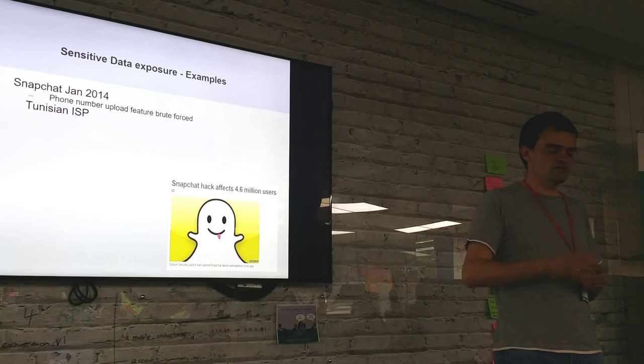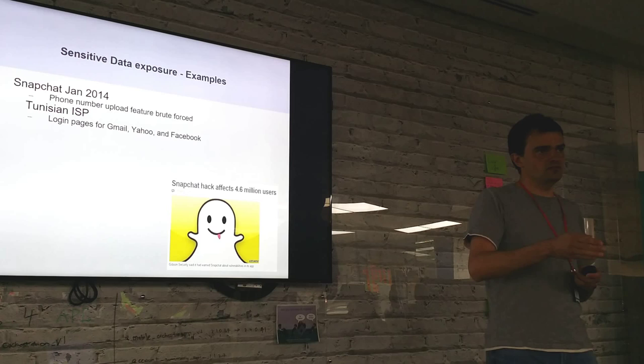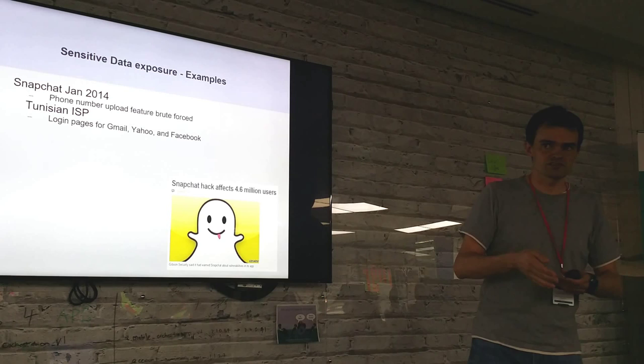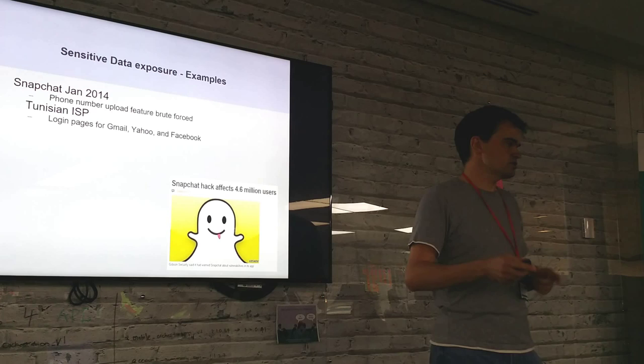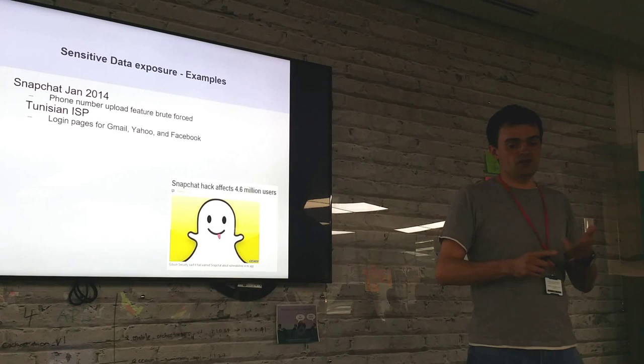So when the user logged in, because the Tunisian government at the time, this is before the Arab Spring, wanted to spy on their residents, it would then grab that username password combination and post it to a third-party website, which you then use to log in. So that was only possible because the original page was coming over HTTP. When Google and Yahoo and Facebook went to HTTPS, that hack became no longer possible.